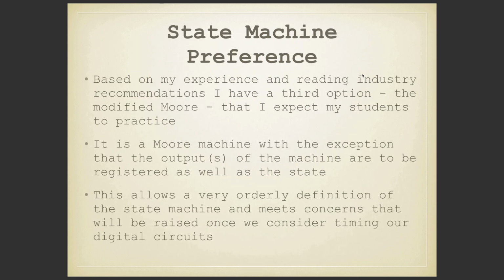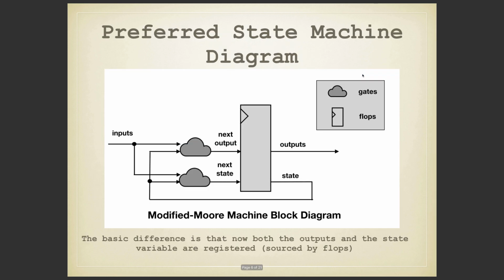So based on my reading and my experience, I've come to a third option that I call a modified Moore. This is what I expect my students to practice in class. It's like a Moore machine with the exception that the outputs are registered as well as the present state. We'll see in the next couple slides, this makes a very clean way to design your state machine.